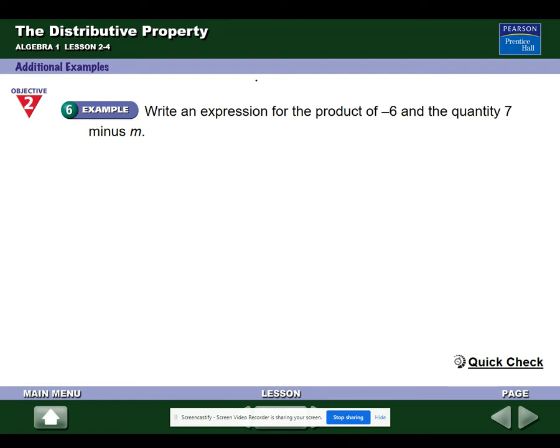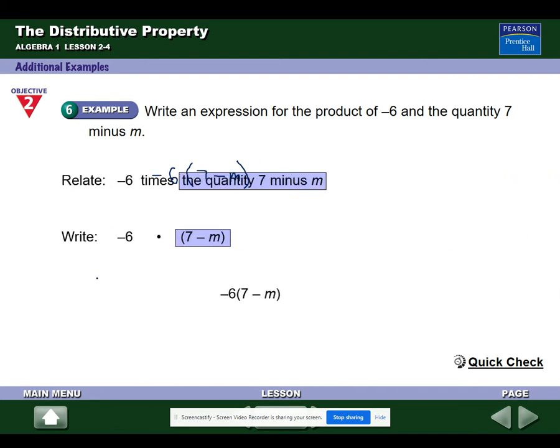This says write an expression for the product of negative 6 and the quantity 7 minus m. So the quantity would suggest parentheses, 7 minus m. And if it's a product of negative 6 and that quantity, then we can just put the negative 6 out front like this. Negative 6 times the quantity 7 minus m. And that's it.